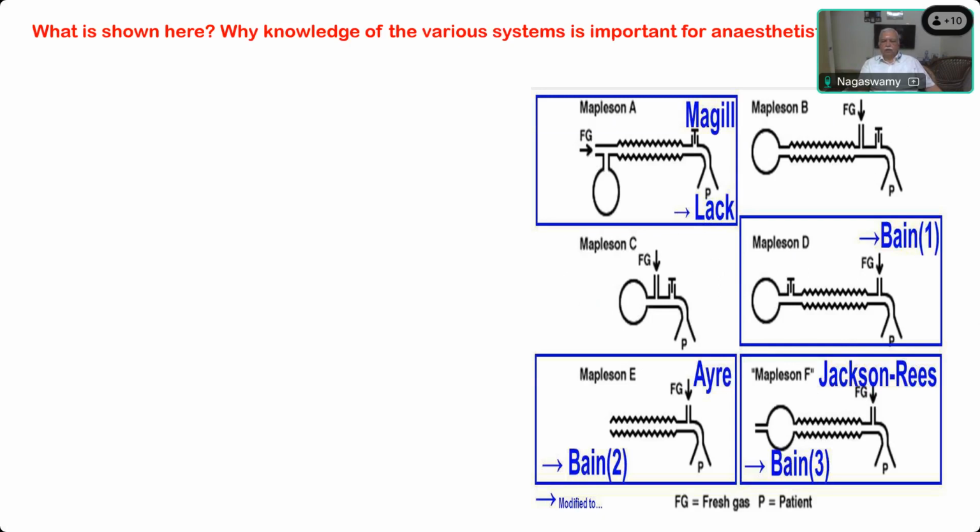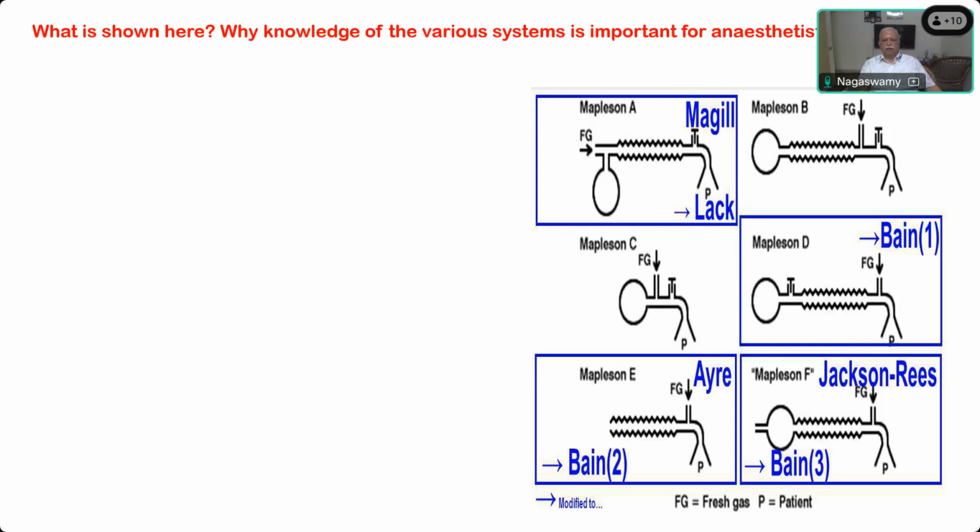So one can be used for controlled ventilation. Very good. The other is suitable for spontaneous ventilation. Spontaneous ventilation, very good. So by interchanging or wrongly using a circuit, what will happen? You say some circuit is best suited for spontaneous, some circuit is best suited for controlled ventilation.